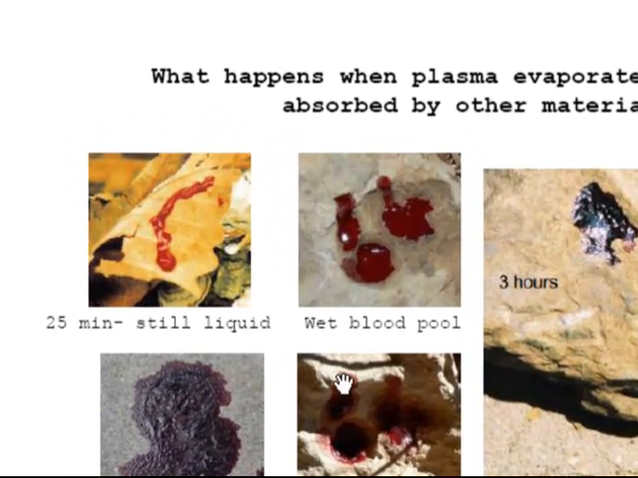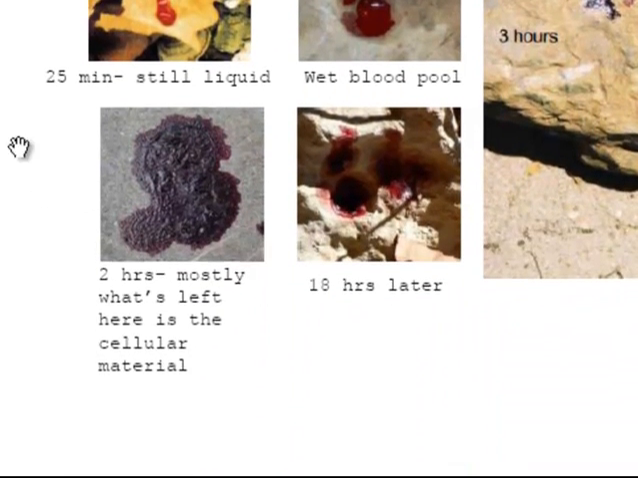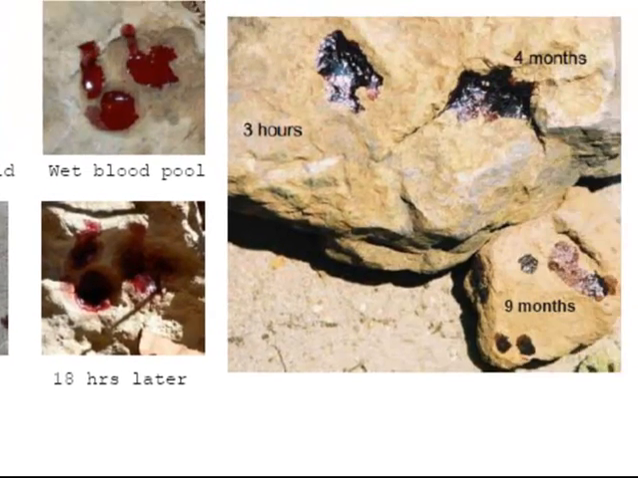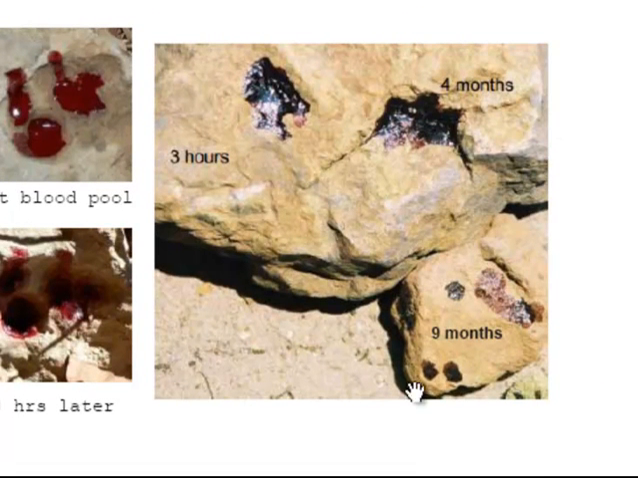These two images show blood when it is in liquid state. After a while, what's left there is just the dry, sticky cellular materials. In this picture, you can see the differences in highlights, texture, thickness, and edges between fresh and old blood.